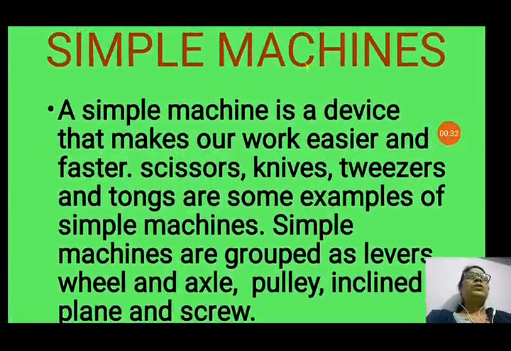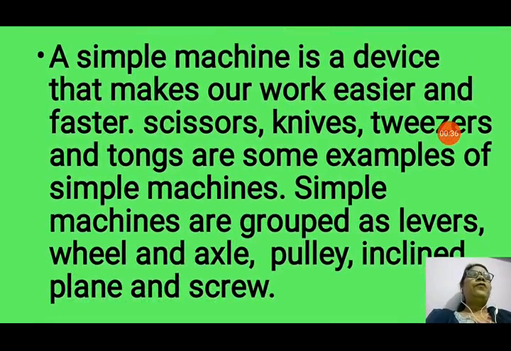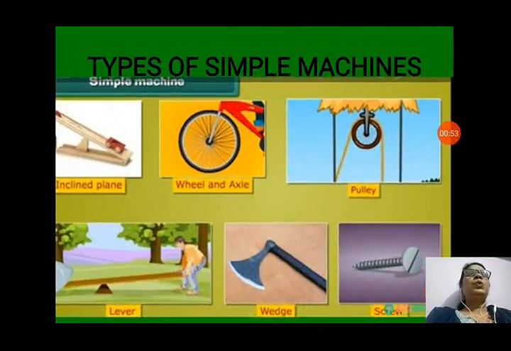So, what are simple machines? Let us see. A simple machine is a device that makes our work easier and faster. Like scissors, knives, tweezers, and tongs are some examples of simple machines. Simple machines are grouped as levers, wheel and axle, pulley, inclined plane, and screw. So let us see about all these simple machines one by one.